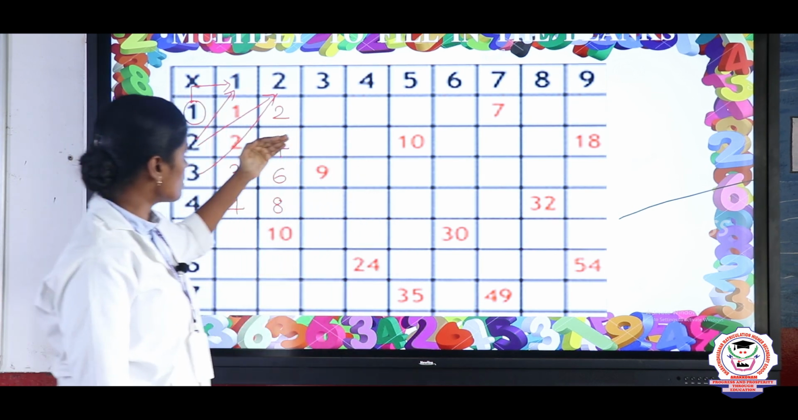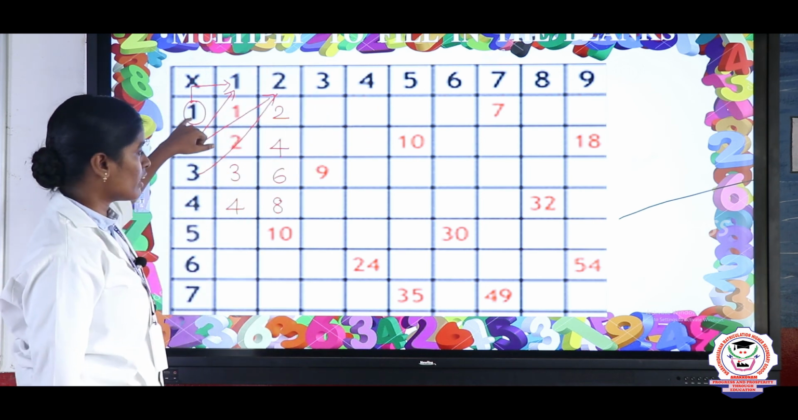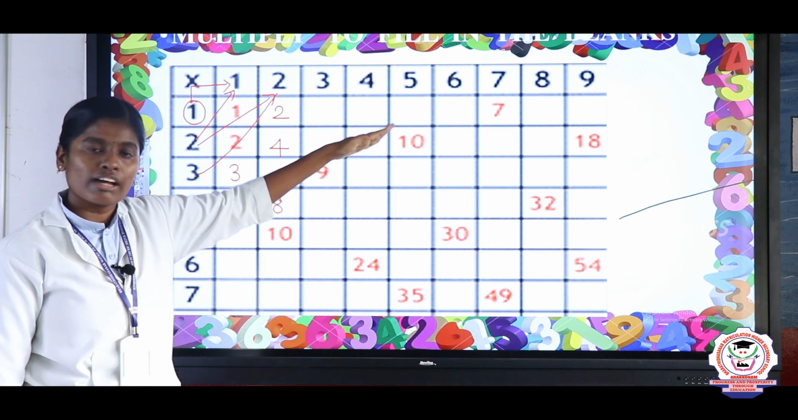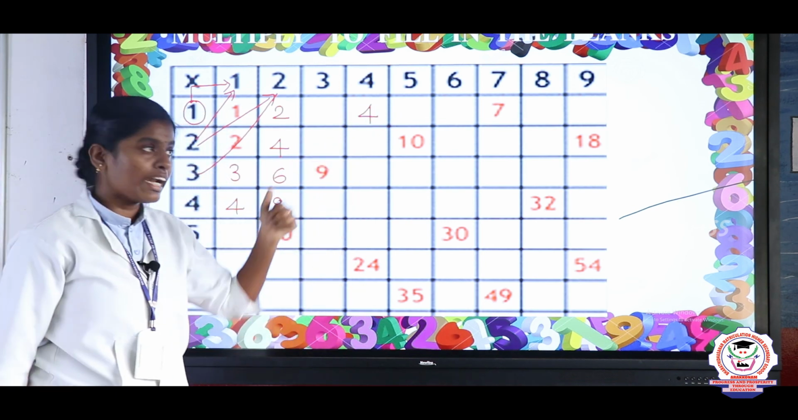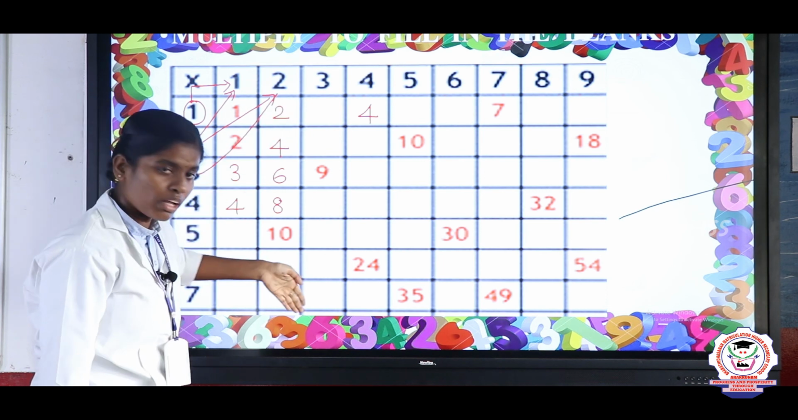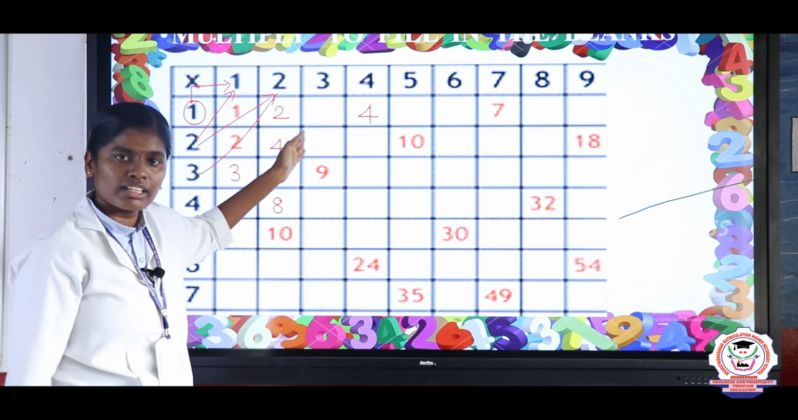Okay. The next number is take 4th column. Okay. 4 and then 1. What is the answer? 1 fours are? 1 fours are 4. Next you will take in this 3 column you should do. Okay. So everyone know the 3 table? No. Just do the work.